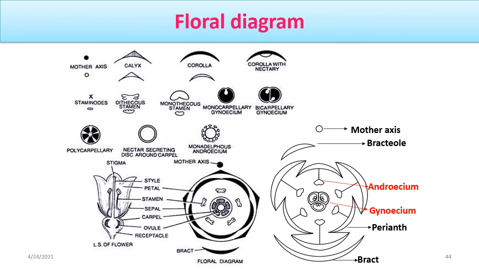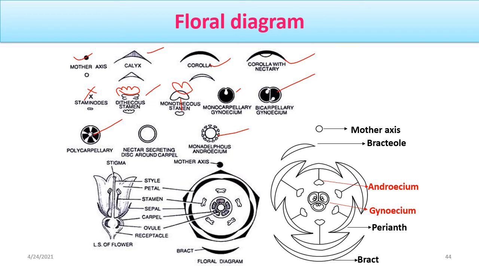Then floral diagram, mother axis is represented like this. This is calyx, this is corolla, corolla with nectary, staminodes with this line, stamens like this. Dithecous stamen is represented like this, 1, 2, 3, 4, and monothecous is represented with this kind of structure. Then monocarpellary, bicarpellary, polycarpellary, monoadelphous type of stamens. Various characteristics are represented there.